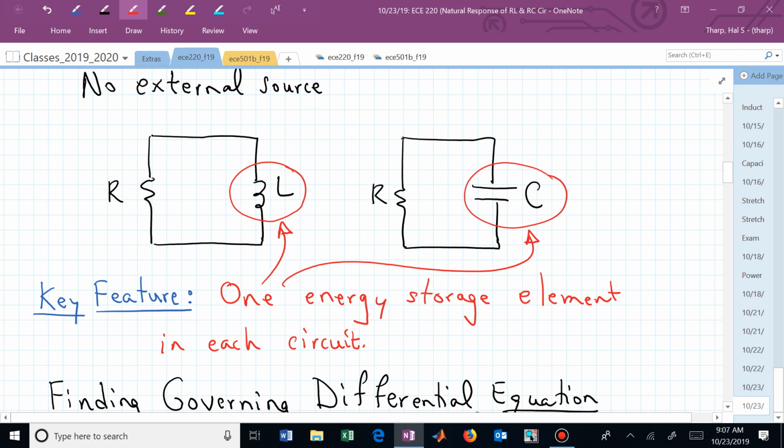When you see a circuit like this, you can go, oh, this is what we learned in ECE 220. How many have already completed or are enrolled in differential equations? So you've seen this before.